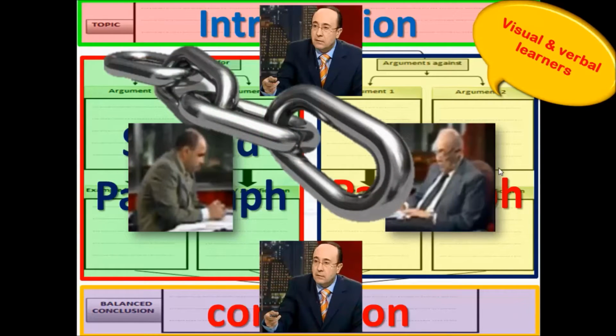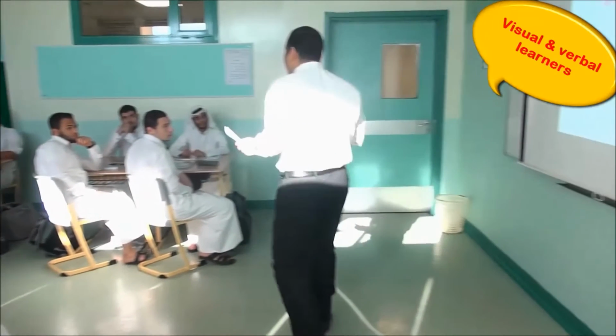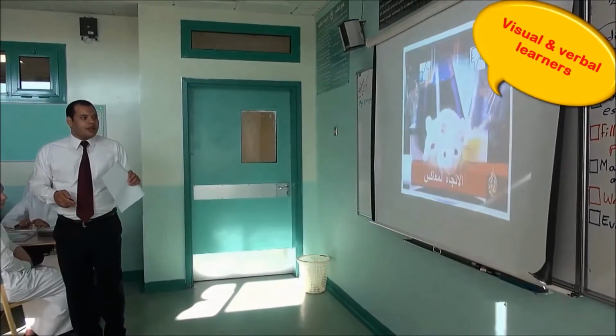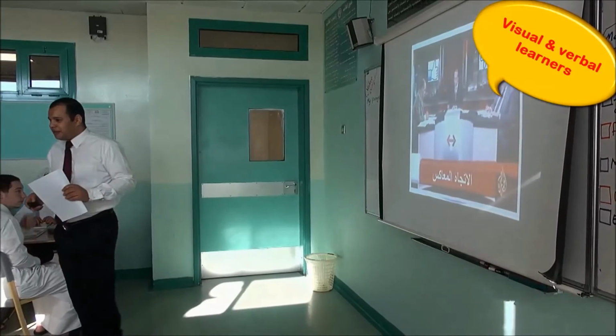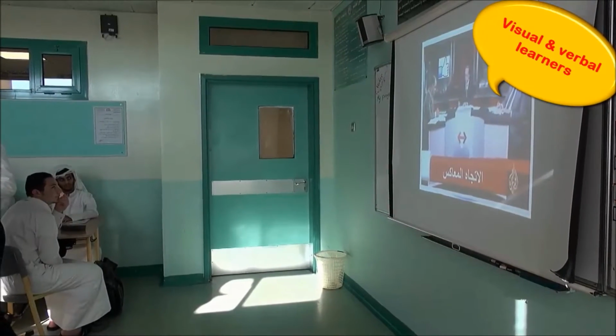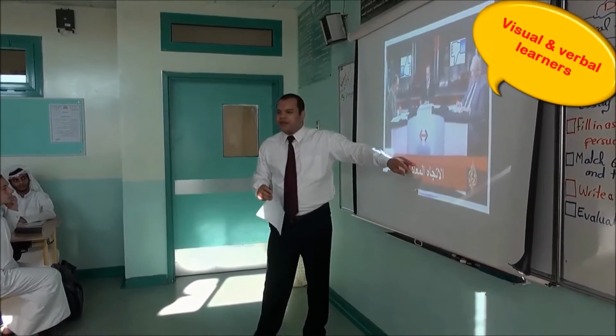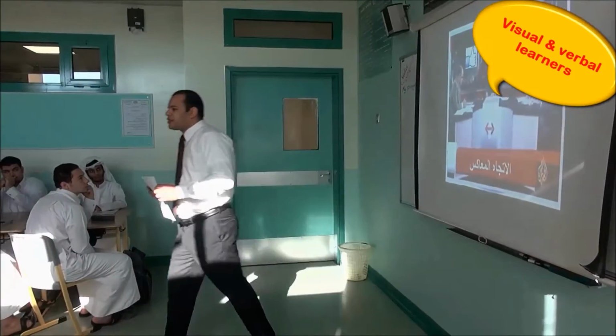And finally, I told my students we need linkers to link all these ideas: introduction, pros, cons, and conclusion. Medical experiments on animals. You need first to put in your mind a topic and a type of writing. And here I have a question. How is the opposing direction program similar to a discussion essay?